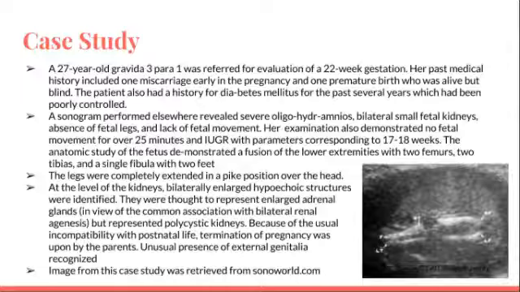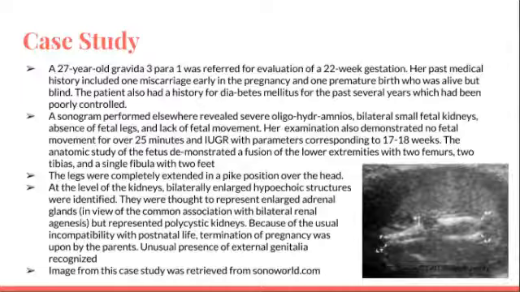Her exam also demonstrated no fetal movement for over 25 minutes, and IUGR with parameters corresponding to 17 to 18 weeks. The anatomic study of the fetus demonstrated a fusion of the lower extremities with 2 femurs, 2 tibias, and a single fibula with 2 feet. The legs were completely extended in a pike position over the head.